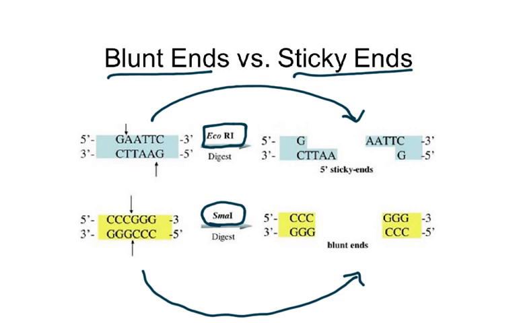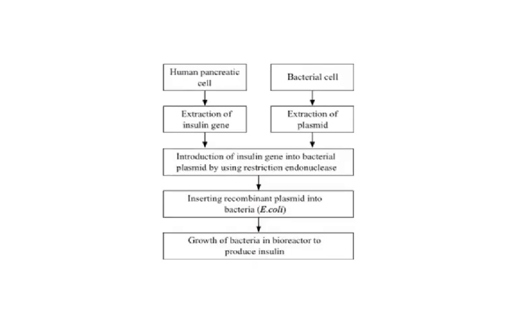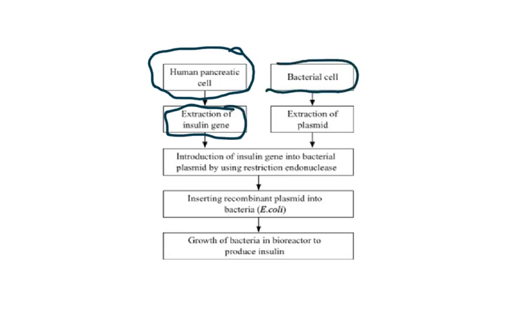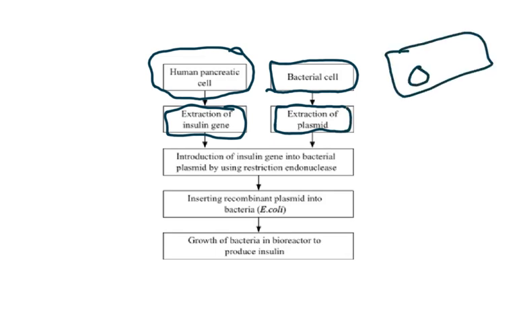I want you to understand what I mean by blunt ends and what I mean by sticky ends. If you understand the basics, then we can go on to further understanding the entire chapter. It will become very easy for you. Now, an overview of genetic technologies. Number one, first of all, we take a human pancreatic cell. We extract the insulin gene. Similarly, we take a bacterial cell and we extract a plasmid. So this is the bacteria, this is the plasmid. I somehow break up the bacteria and I obtain the plasmid.